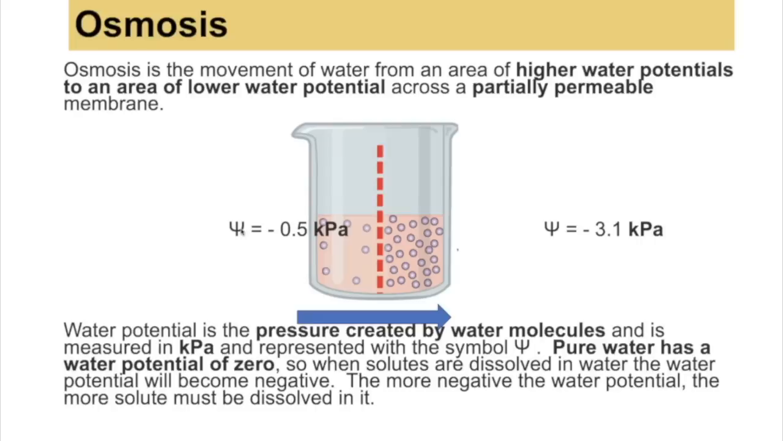So you cannot get one any higher than 0. It's always going to be 0 or negative. And that means when solutes are dissolved in water, the water potential will be negative. And the more negative the water potential, the more solutes there must be dissolved in it.